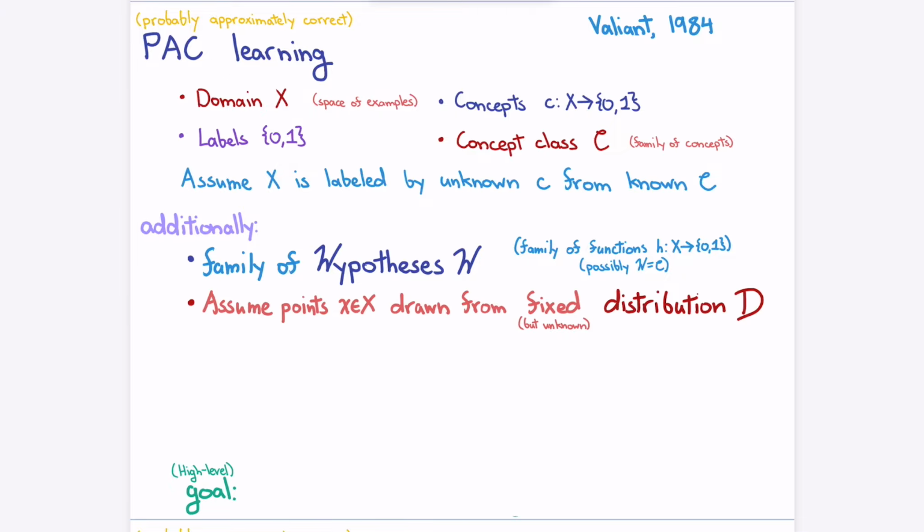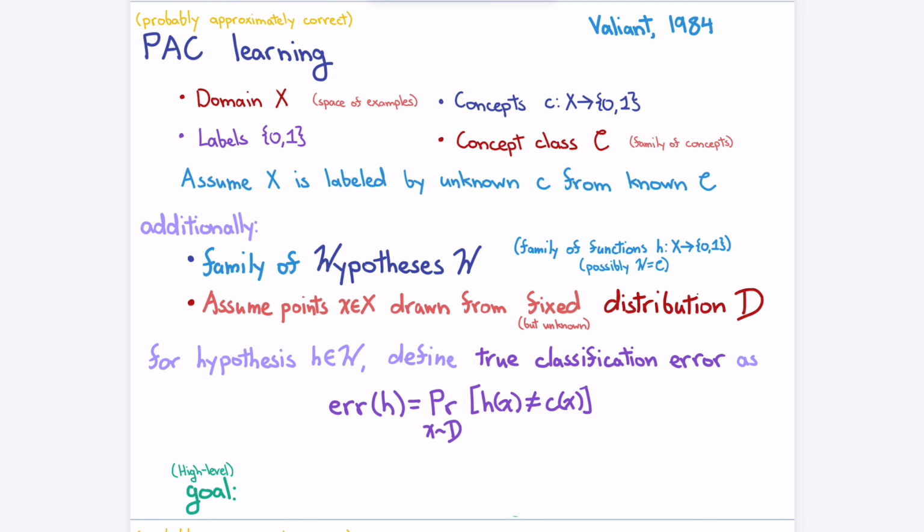And I guess the next ingredient is we're always going to assume that the points are drawn from some fixed but unknown distribution. So maybe you can ask for a new point from the set, but you don't really know the full distribution. And so any hypothesis has a true classification error: if I draw a point from the distribution, what are the odds that my hypothesis gets the same label as the concept?